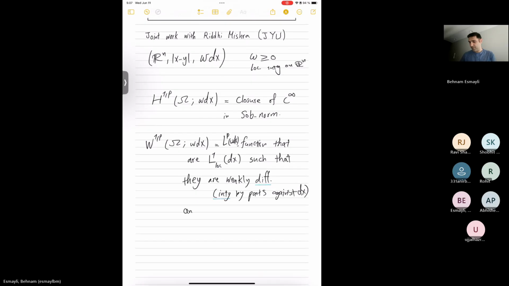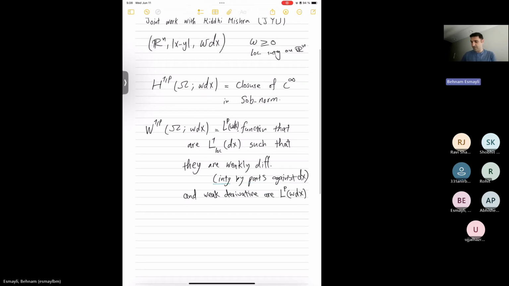So we don't use the measure here for the differentiability part. And we require that weak derivatives, which by definition are L1 loc against dx, they also be in the weighted LP. So both of these spaces sit inside the LP of the weight, so H is here and W is also here. So in both cases, they are a subspace of LP.